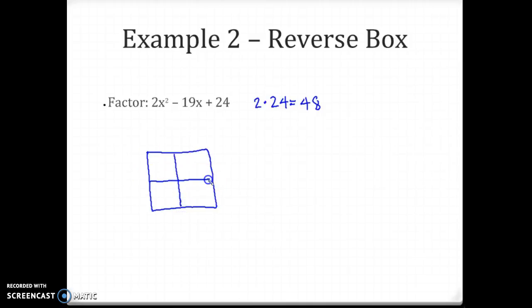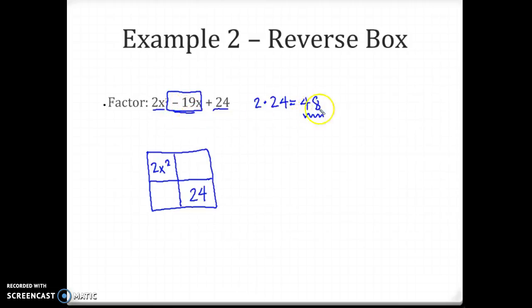I know my first term is always this top left corner, so that's where I'm going to put my 2x squared. And then my last term is always the bottom right corner, so that's where I'm going to put my 24. So now I'm just going to figure out these two boxes, and to do that I'm going to figure out what's going to multiply to a positive 48, but add to a negative 19. So remember, if I'm multiplying to a positive but adding to a negative, I'm going to have two negative numbers.